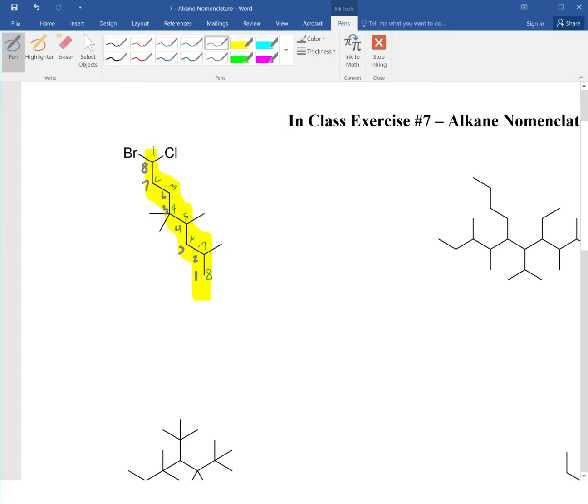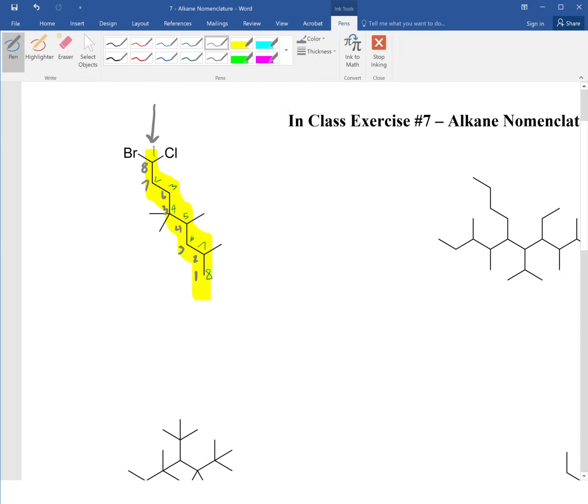So if we look at our green numbers, which start at the top, we can see that we have a substituent already on the first carbon, the bromine. Whereas if we start at the bottom with the gray numbers, our first substituent doesn't come until the second carbon. That means it's the first carbon that gets priority here, the one with the substituent at the first carbon, and so we will start numbering this one at the top.